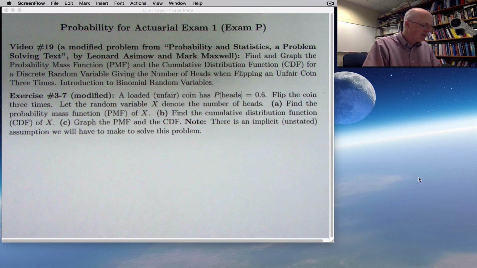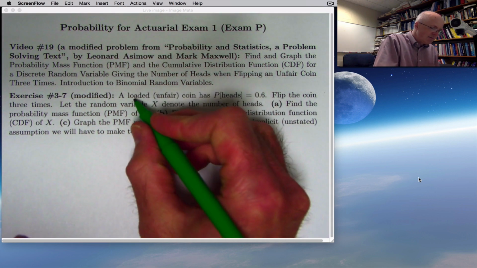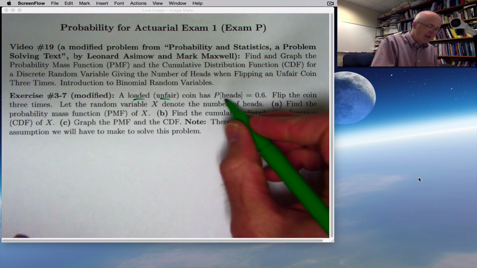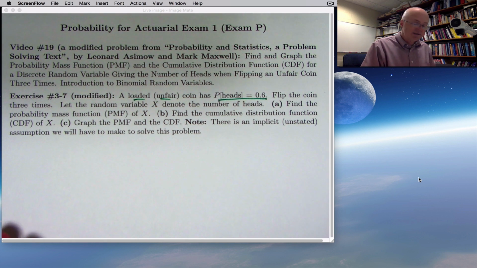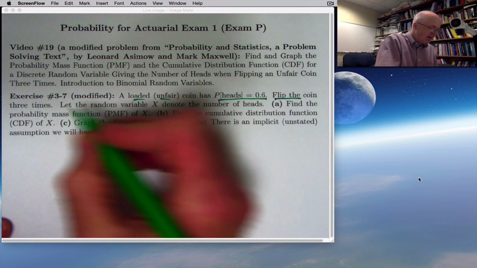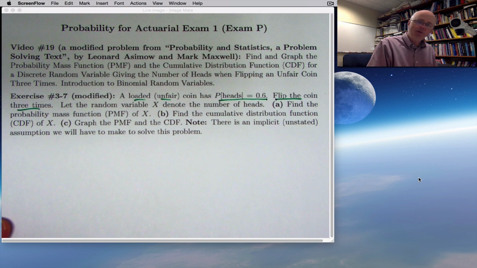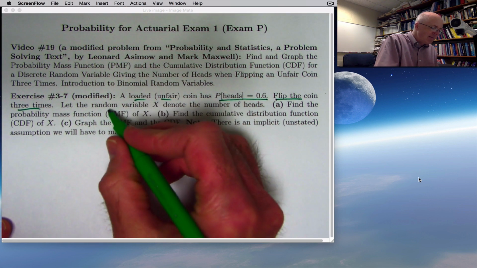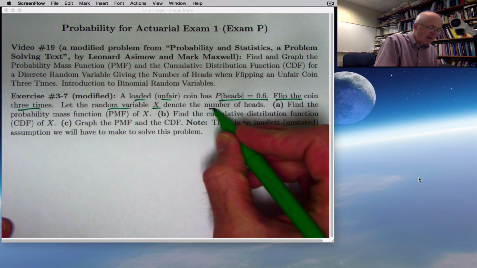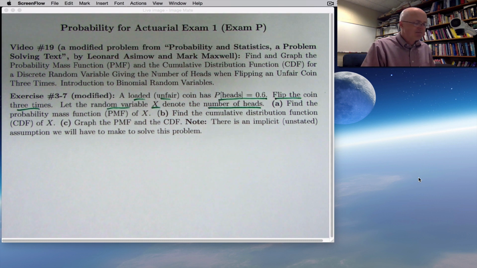So again, it's a modified version of exercise 3-7. A loaded, in other words unfair, coin has the probability of heads equal to 0.6, 60% on any individual flip. However, our random experiment is to flip the coin 3 times and count the number of heads. The random variable X represents the number of heads. Think about that. In 3 flips, you could have 0 heads, 1 head, 2 heads, or 3 heads. There are 4 possibilities for X.